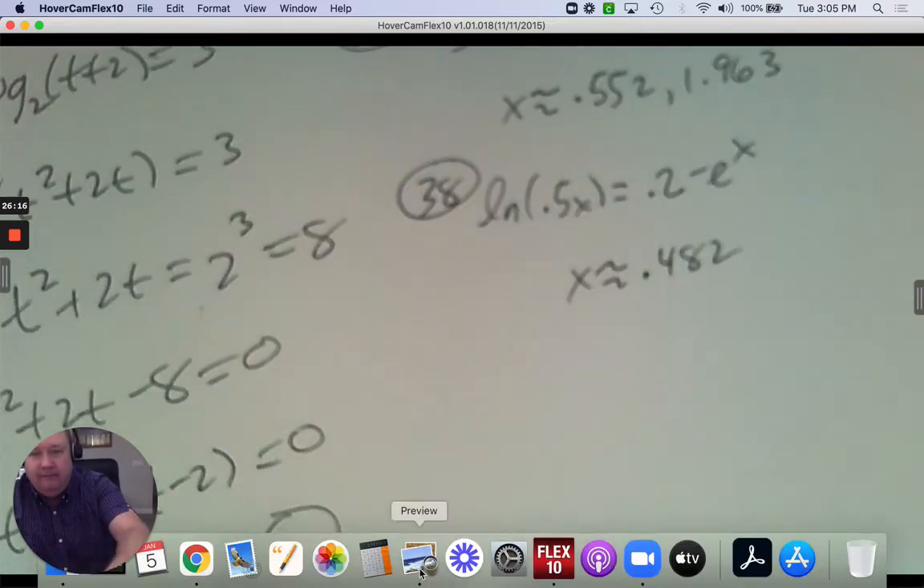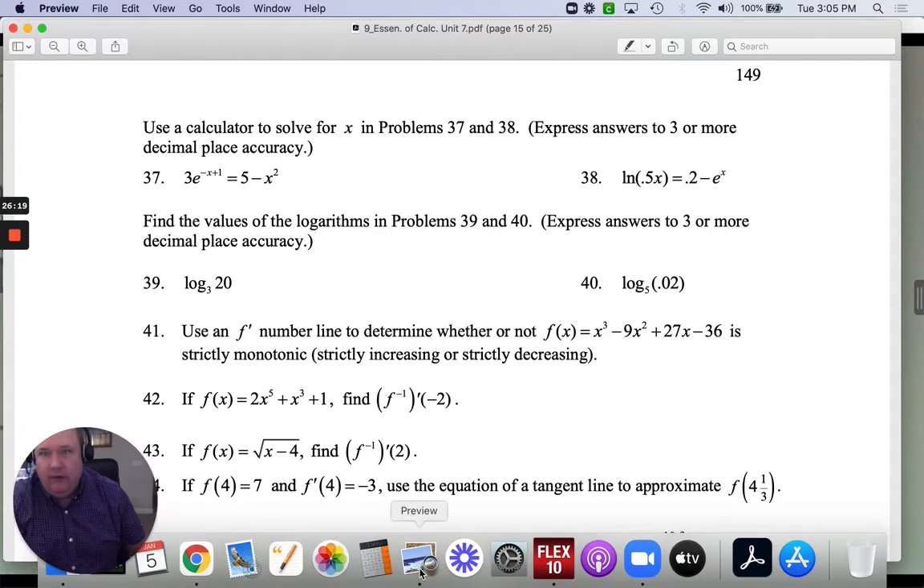39. It says find the values of the logarithms using your calculator again. Again, I like using my calculator. This calculator, you do not need to change the base. Let me just write down the two questions. So you can just type it in. Just know that you know how to use your calculator to evaluate a logarithm.